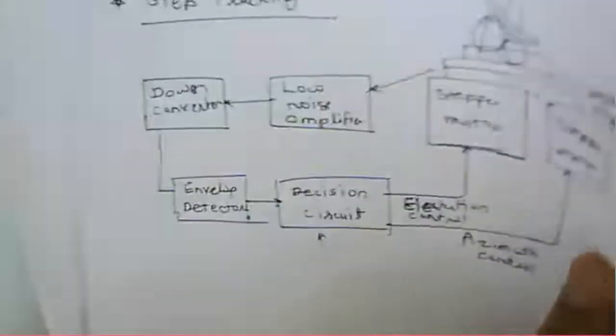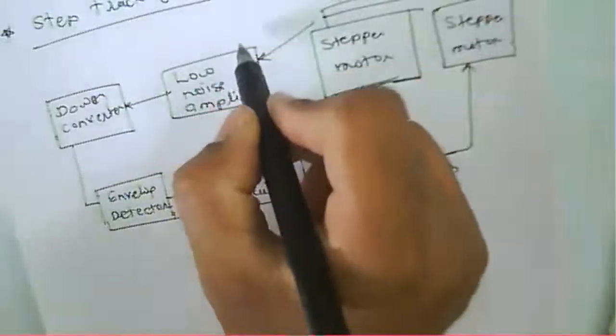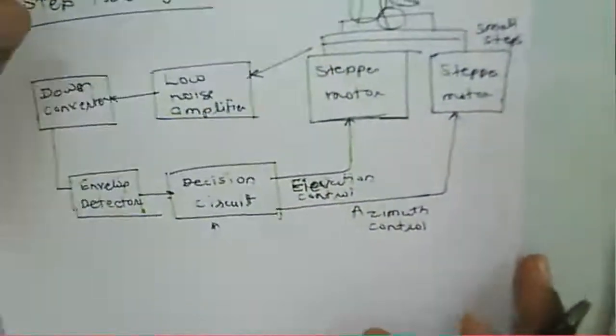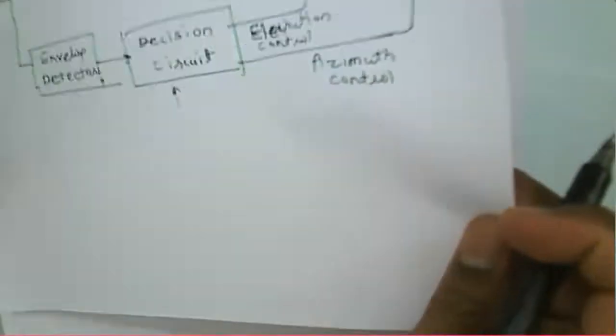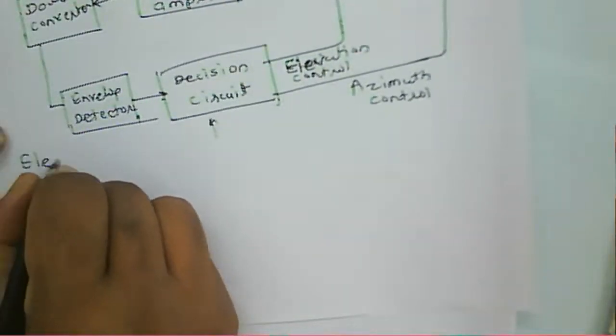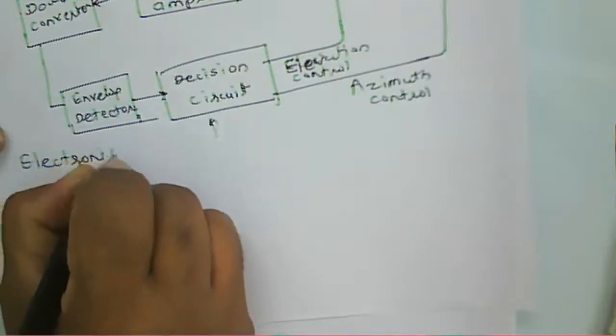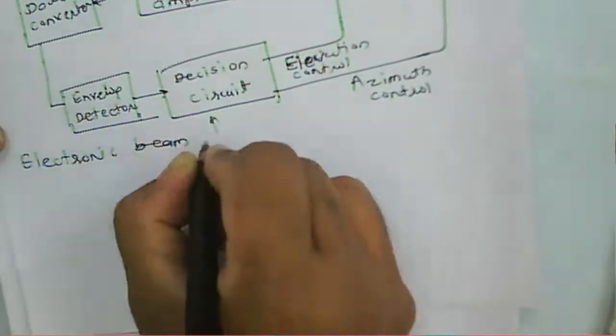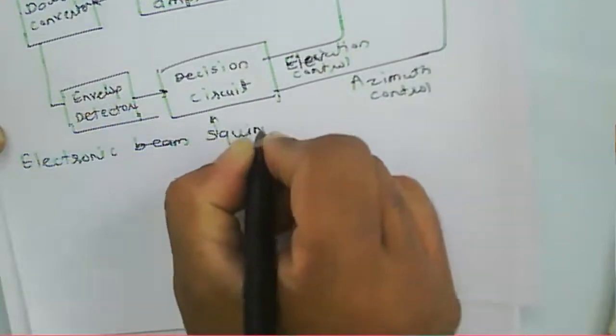Now that is just like we are measuring the signal strength, meaning the signal to noise ratio for these two signals. Another example is electronic beam splitting.